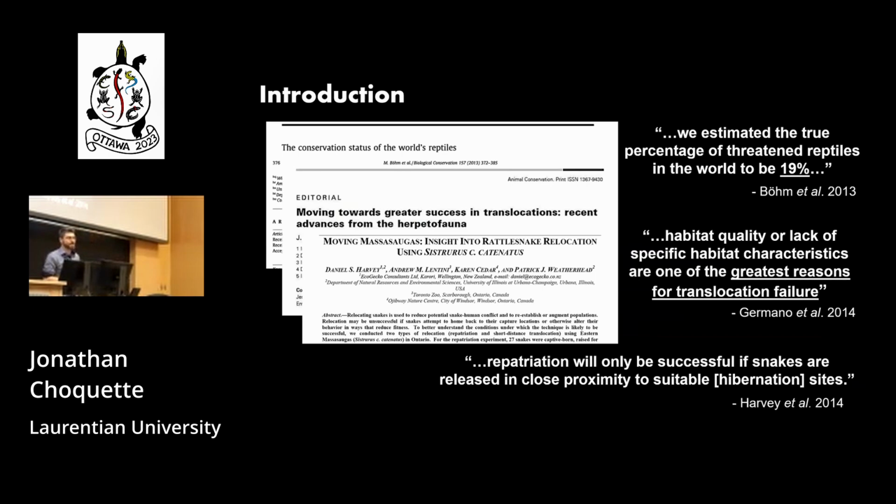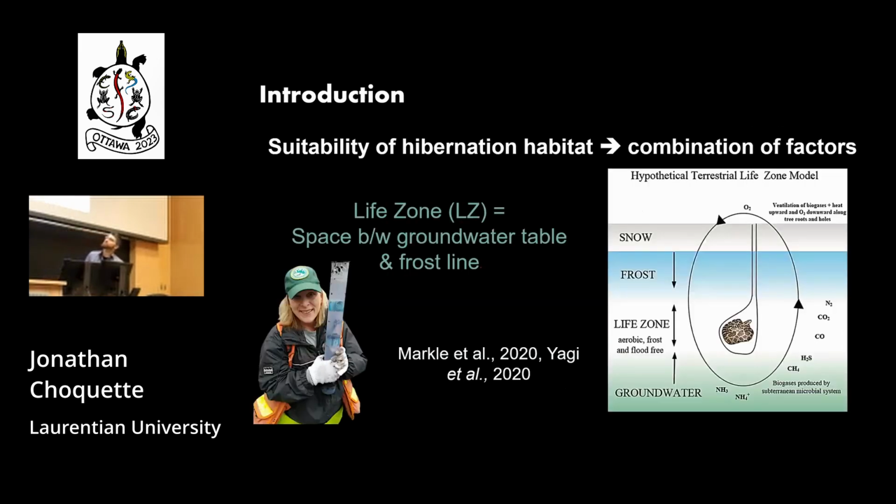So practitioners have recommended that snakes be released close to suitable hibernacula, which brings me to a shout out to Anyagi and the life zone concept. The life zone is the underground space above the groundwater table and below the frost line. So the presence of a life zone may be a useful indicator of the presence of suitable hibernation sites, and by extension, suitable release sites. But identification of sites with the life zone is challenged by the dynamic nature of groundwater and frost levels, as well as the fact that snakes are secretive when they're hibernating.